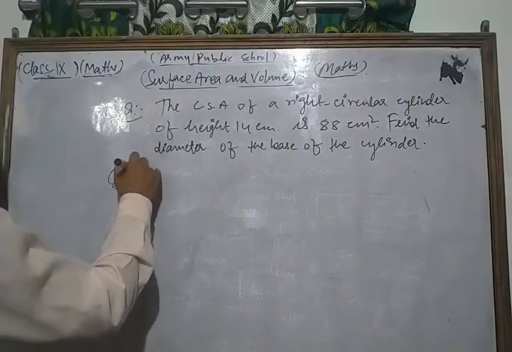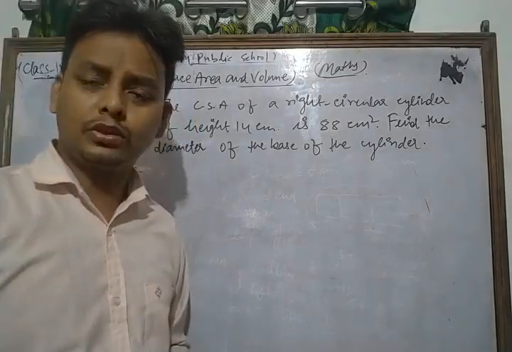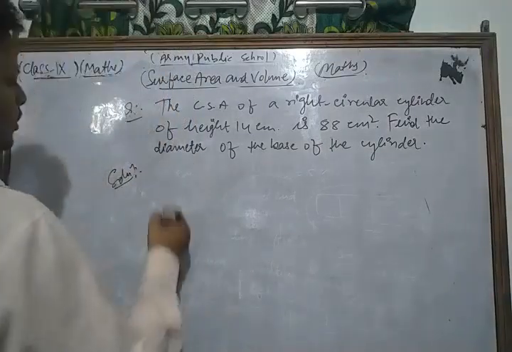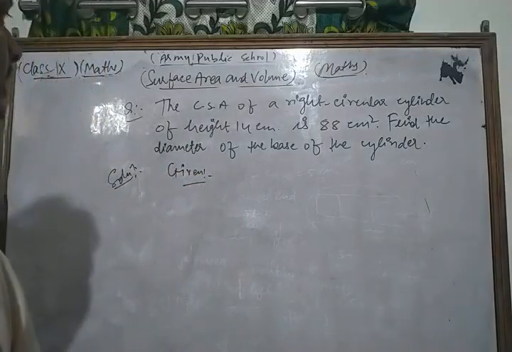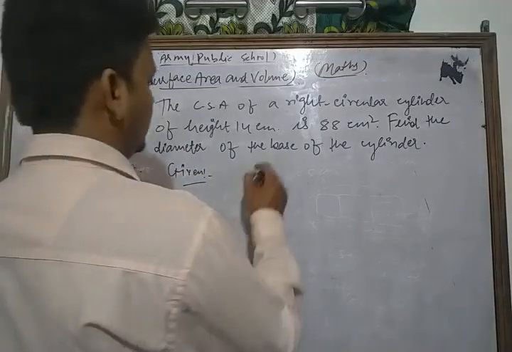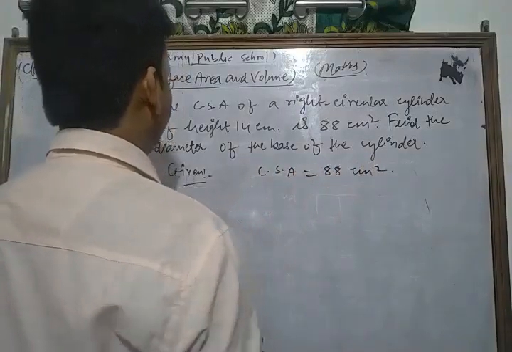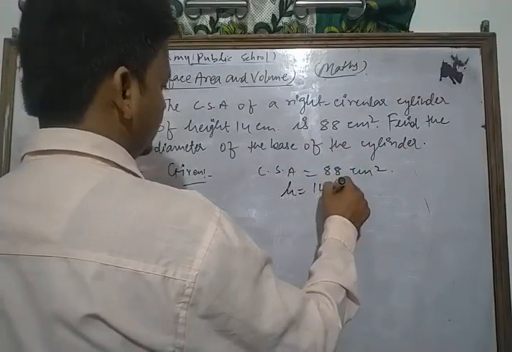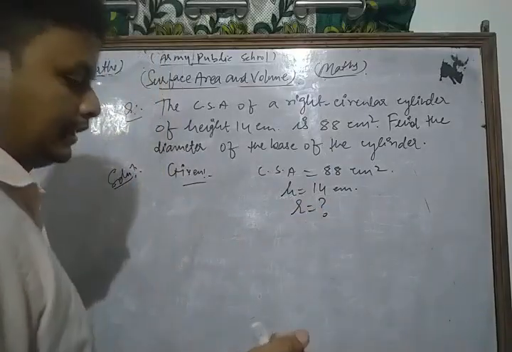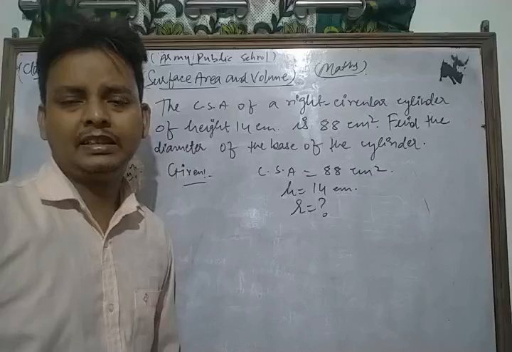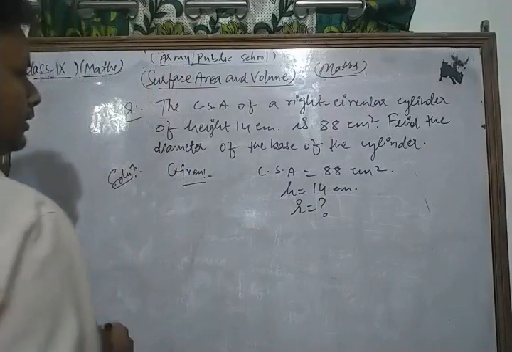Now look, this is the question based on the solid cylinder. First of all, we write what is given. Dear student, the curved surface area of cylinder, CSA of cylinder, is 88 centimeter square. Height h is 14 centimeter. First of all, we find radius, and we know that diameter is the double of its radius. So first of all, we find the radius of the cylinder.